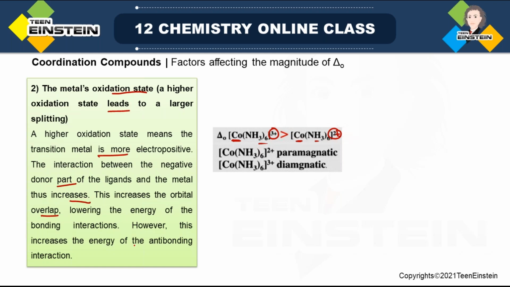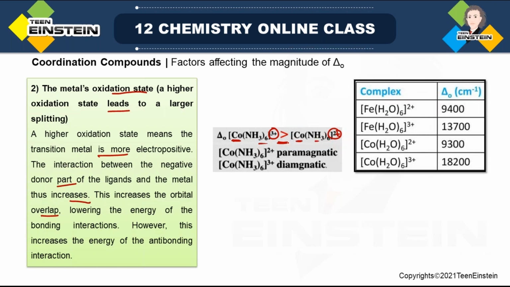As a result, what will happen? There will be lowering of energy of bonding interaction. That is, we know whenever there is lowering in energy in bonding, equal amount of increase in energy also happens in antibonding. So as a result, what will happen? The gap between these two, that will highly increase. So the final conclusion is that when you have very high oxidation state and low oxidation state, obviously in case of high oxidation state, del O value will be high. So that is why there is a greater than sign here.